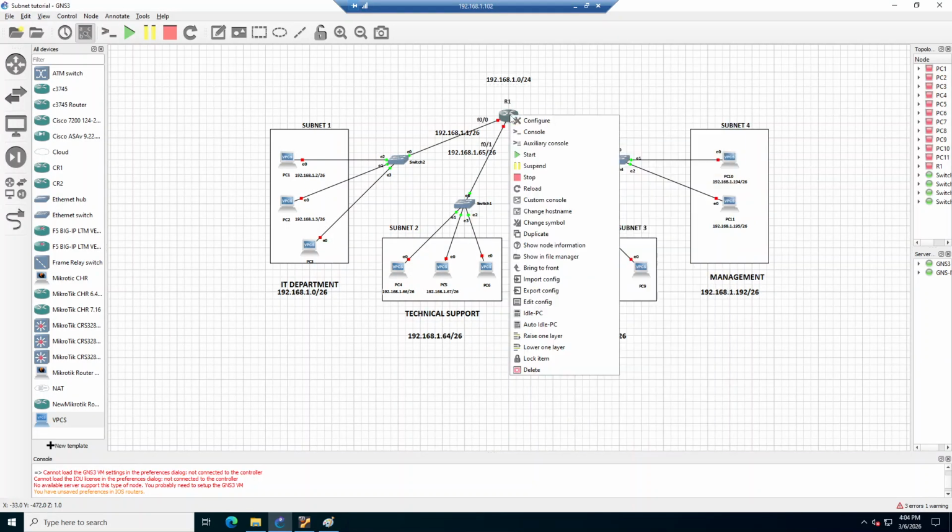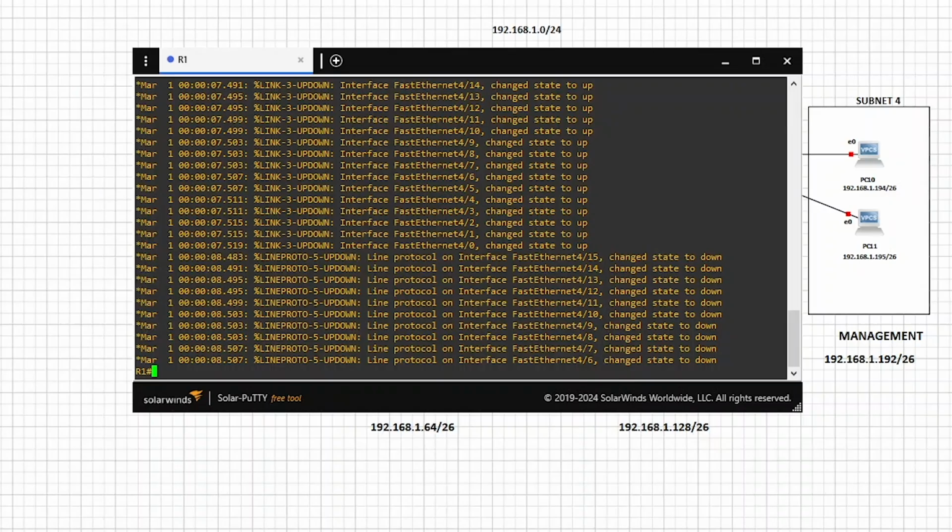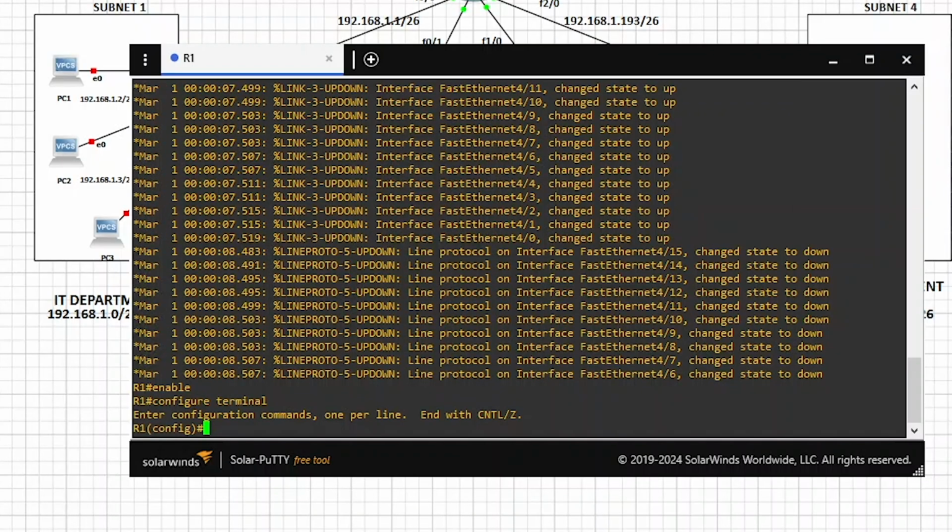Now let's connect theory to real networking work. Let's configure the router interfaces, enter configuration mode, let's configure the first subnet.